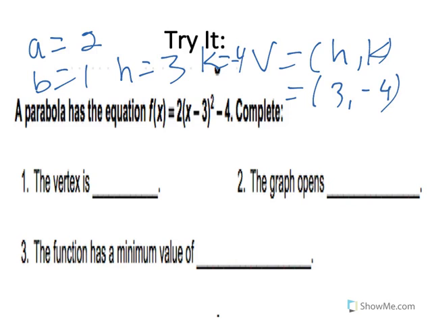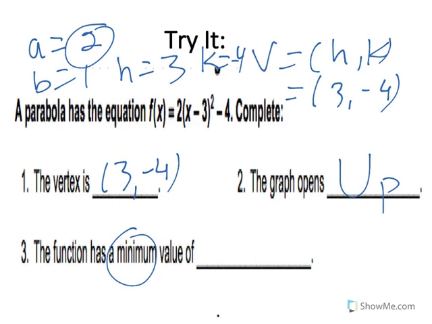Okay, so then the vertex we said is 3, comma, negative 4, and the a is positive, so the graph is going to open upward, right? Okay, and the function has a minimum, well, since it opens upward, the minimum is at the vertex always, this point here, so y equal to negative 4.